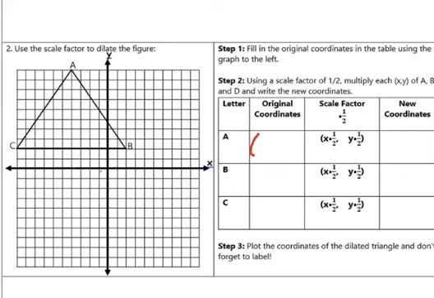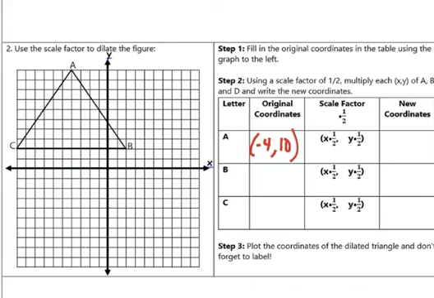Now we're going into the second quadrant, so anytime we're moving to the left on the x-axis, that is going to be a -4. And then we're moving up all the way to the outskirts of the coordinate plane. We're moving up 10. Okay, so the original coordinates for A are -4, 10.